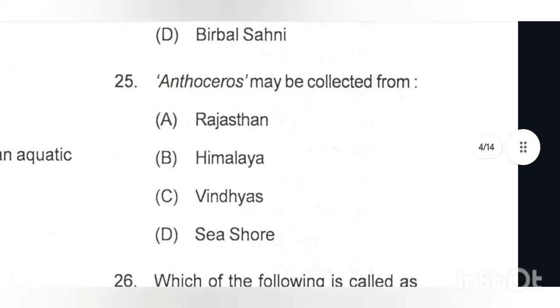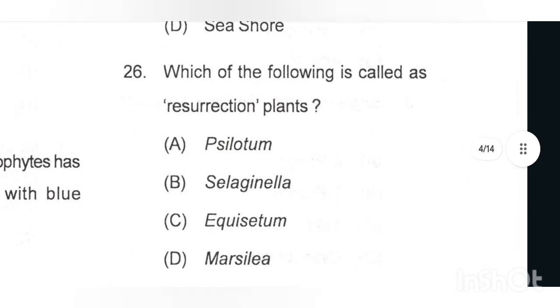Then Anthoceros may be collected from, generally Anthoceros is a bryophyte, and bryophytes generally prefer to grow in moist, wet areas. So the answer cannot be Rajasthan, Vindhyas or seashore. So here the answer is Himalaya. Then question number 26, which of the following is called a resurrection plant? So the resurrection plant is Selaginella lepidophylla. The whole name is Selaginella lepidophylla.